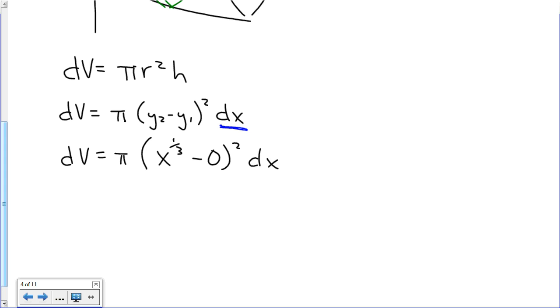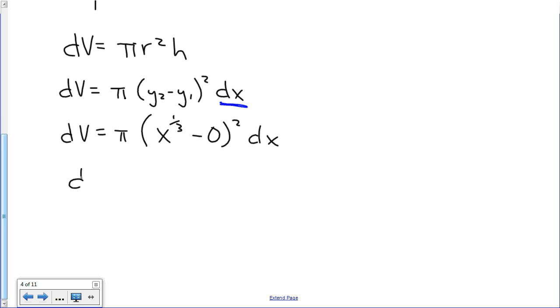So now we've got it in terms of x. Let's just simplify this one last step. You don't necessarily have to, because we're going to use our calculator to evaluate it and not the fundamental theorem of calculus. But let's go ahead and simplify this as much as we can. x to the 1/3 squared is x to the 2/3 times dx.